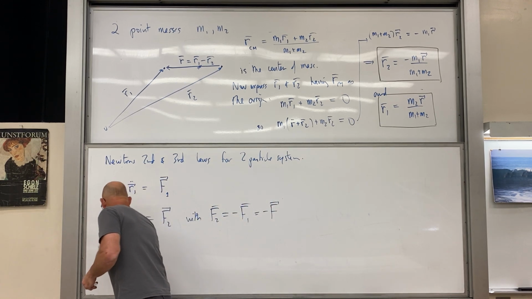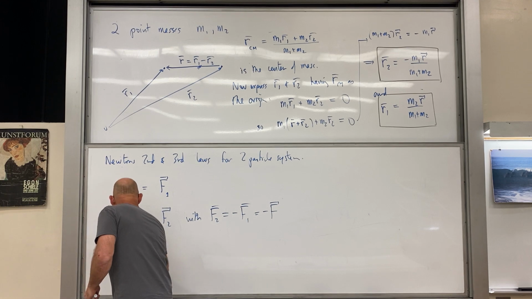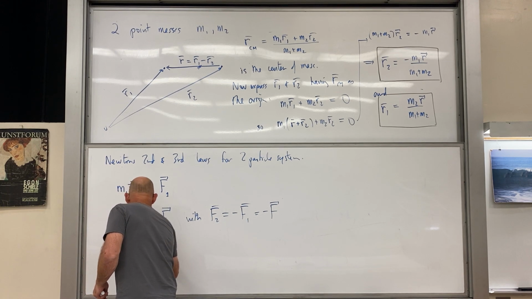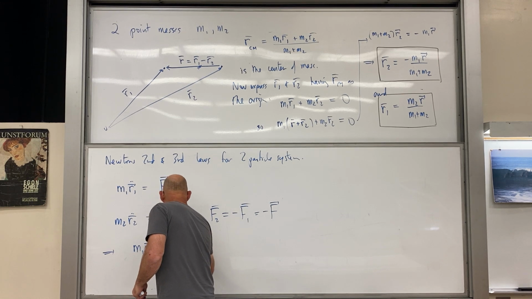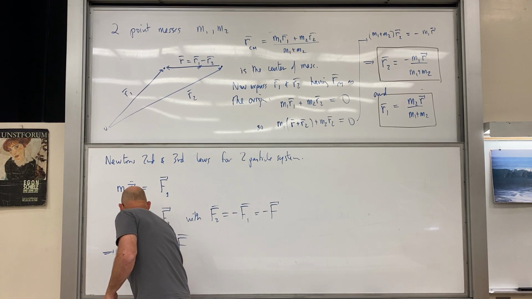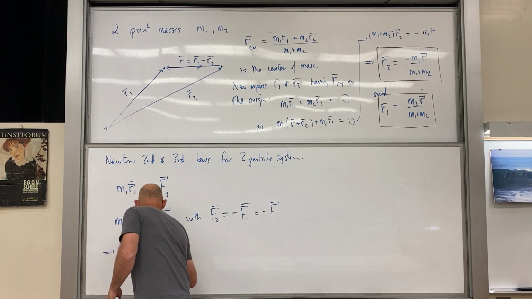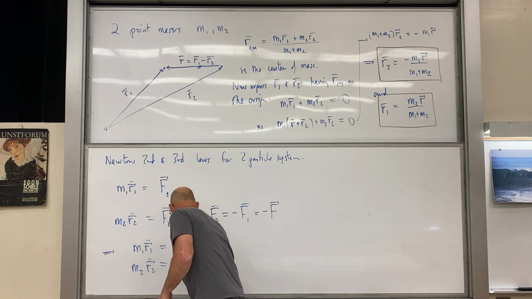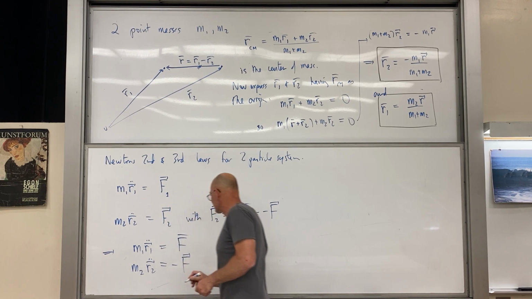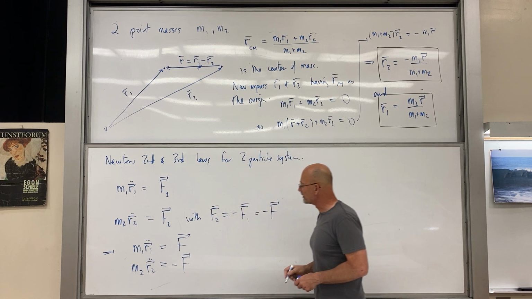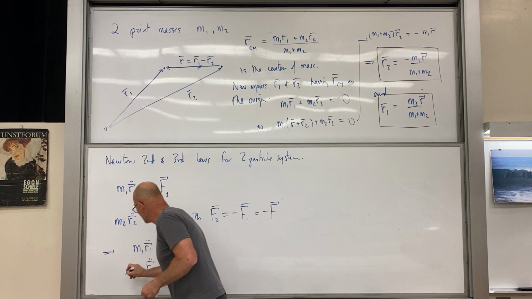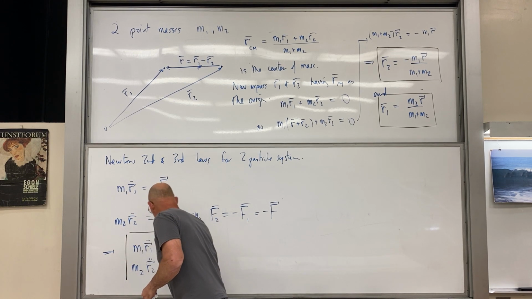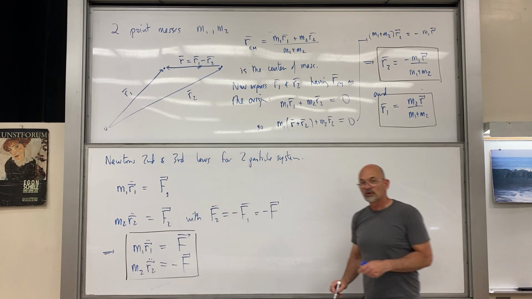So then we can write m1 r1 second derivative is equal to F, m2 r2 second derivative is equal to minus F, where it's the same, right? Same magnitude, opposite direction. Okay, so far so good.